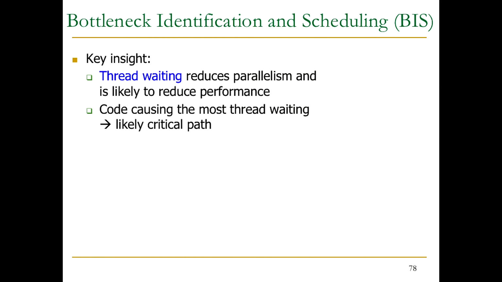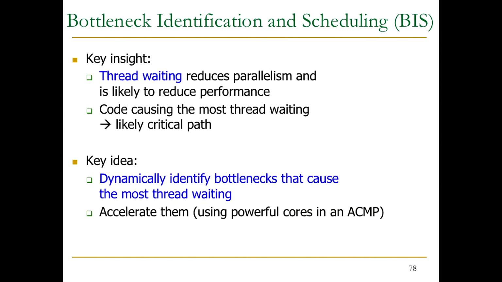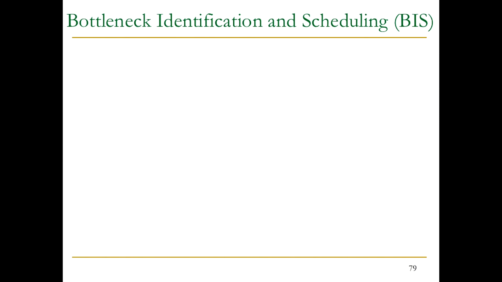Estimating the critical path perfectly is a very tough problem. It's actually an NP-complete problem. We're going to try to do that, not online. We'll do it offline, and I'll show you an example later on, not as to how to do it, but an example showing how good we are at estimating whether we're on the critical path. So basically, the insight is that code that's causing the most thread waiting is likely on the critical path. And the key idea is to dynamically identify bottlenecks that cause the most thread waiting and accelerate them using powerful cores in an asymmetric chip multiprocessor.